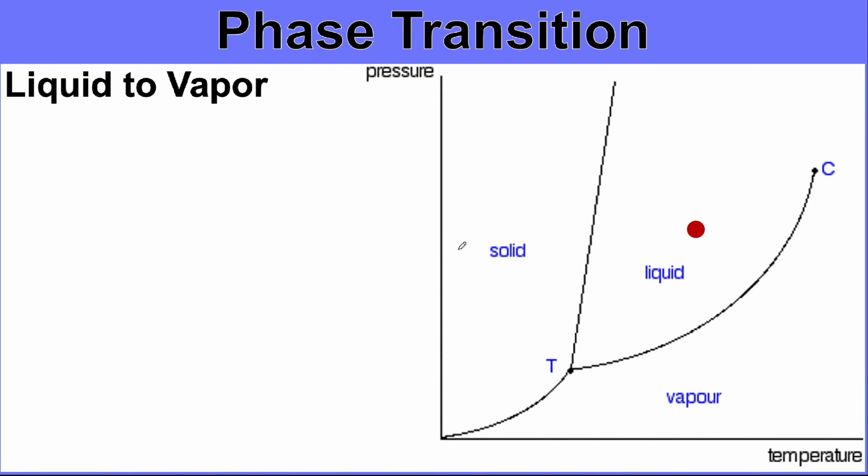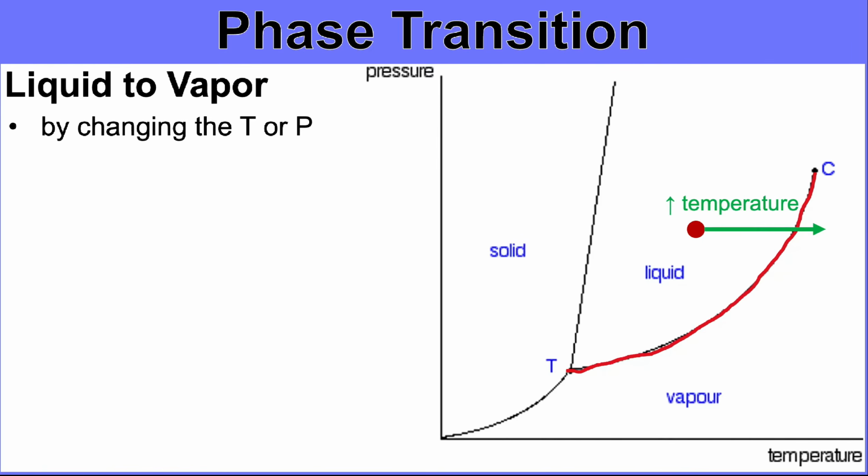So we can also move liquid to vapor. Okay, so you can do this by changing the temperature or the pressure, right? So this liquid will turn to vapor when it boils, meaning when it crosses the liquid vapor equilibrium line. So how will you do it? First, by increasing the temperature at constant pressure. Okay, so you will have this boiling point.